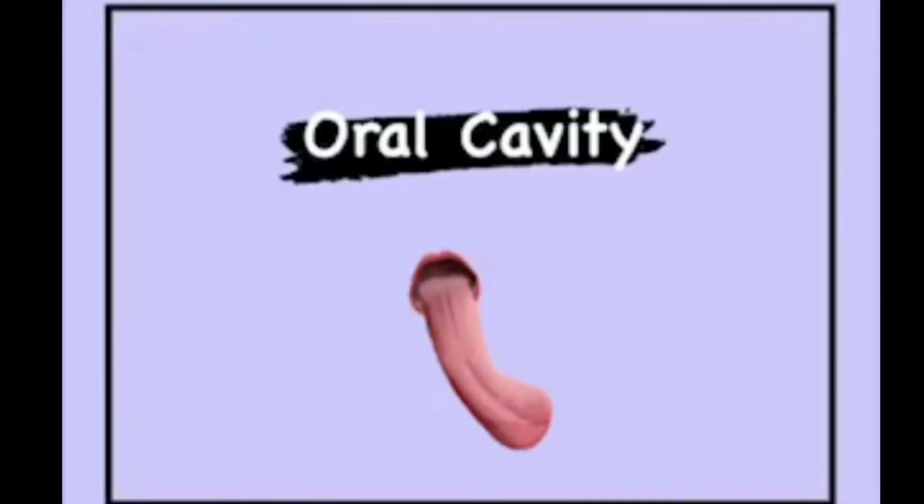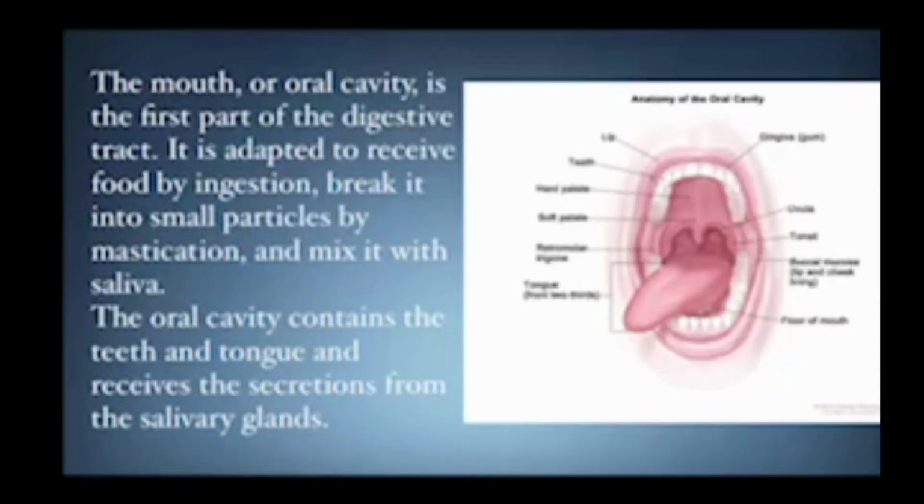Oral cavity. The mouth or oral cavity is the first part of the digestive tract. It is adapted to receive food by ingestion, break it into small particles by mastication, and mix it with saliva. The oral cavity contains the teeth and tongue and receives the secretions from the salivary glands.